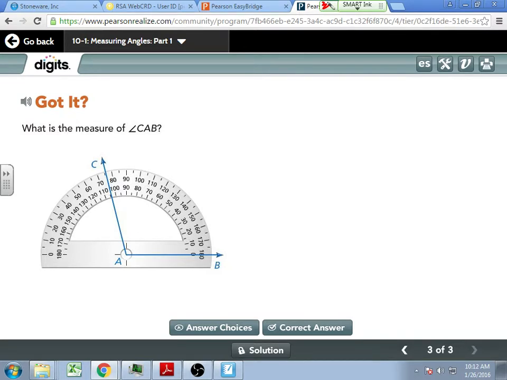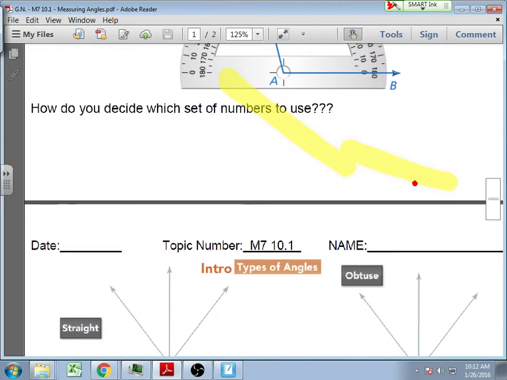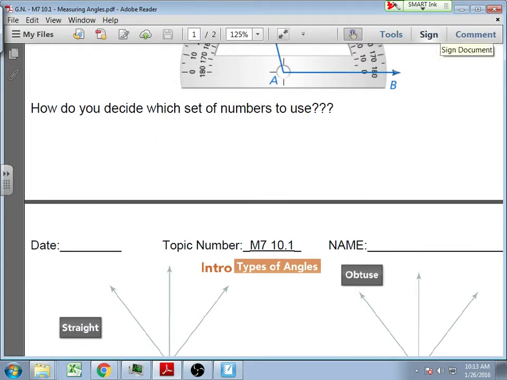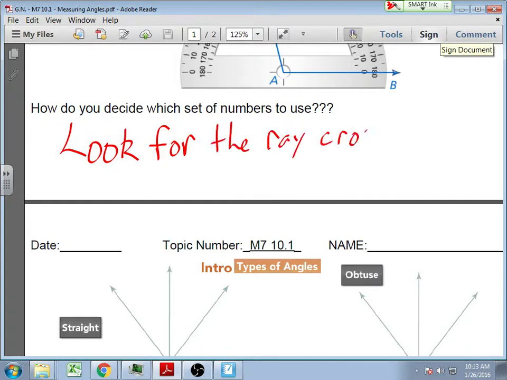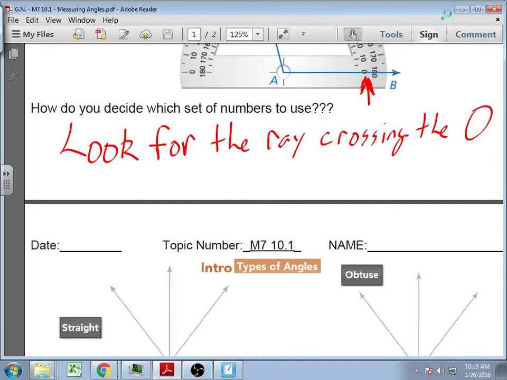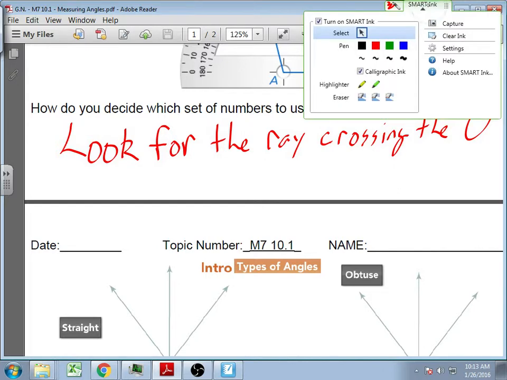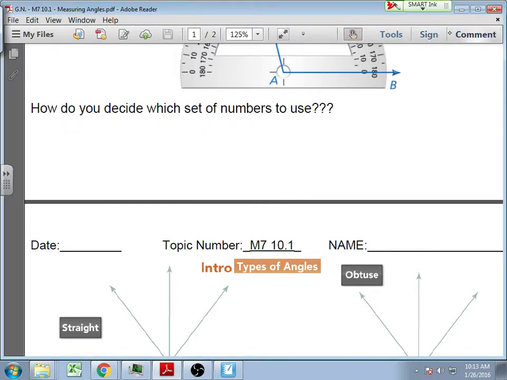Now on your notes it asks you how do you decide which set of numbers to use. I would like you to write look for the 0, or however will help you remember that. Look for the ray crossing the 0. And I say ray, but it can be a segment, that's fine. Most angles that we look at, though, are composed of rays. We name it using segments, but it's composed of rays.